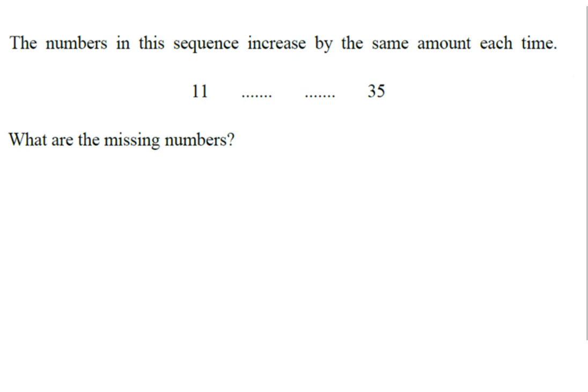Okay, this one's really easy, but you find that people get it wrong because they don't realize that although there are 2 missing numbers, you're actually having 3 increments, so 3 jumps. So if you have to find the missing numbers, you go 35 minus 11, to find out the difference between the numbers. So you get 24. And now you have to divide 24 by 3, because you've got 3 steps. Which gives you 8.